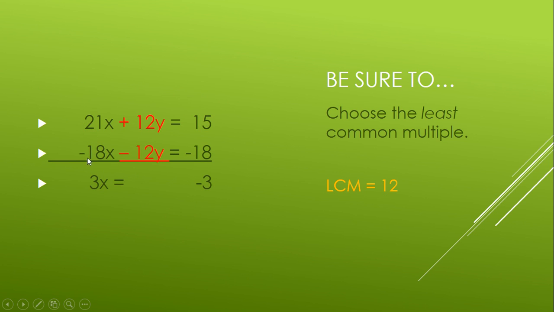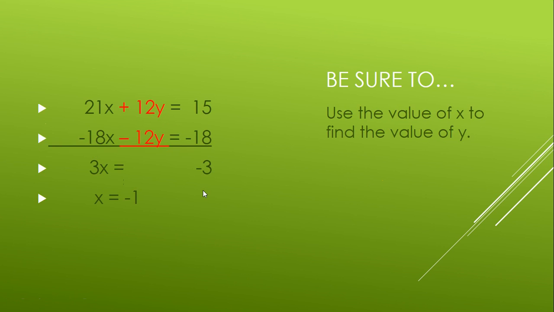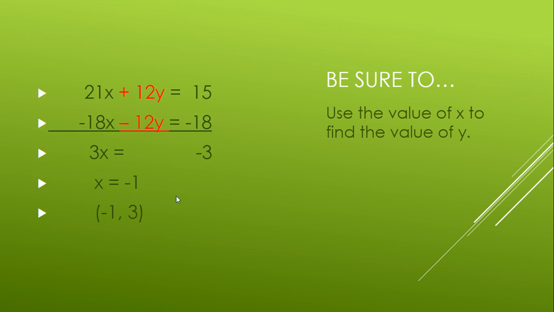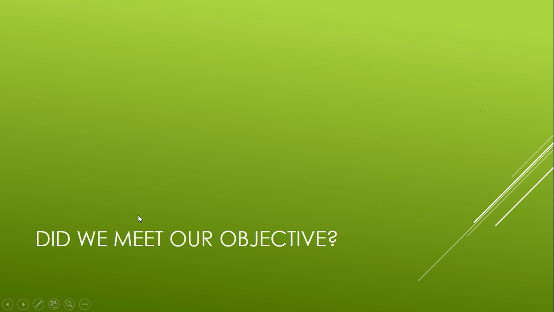The 21x and the negative 18y give us a 3x. Over here we get a negative 3. Well, 3 times a number is negative 3, so it's going to be a negative 1. We multiply something times a negative 1, it turns out negative. So x equals negative 1, and we're going to use that x term to find y, and when we do that, we will find that y equals 3.